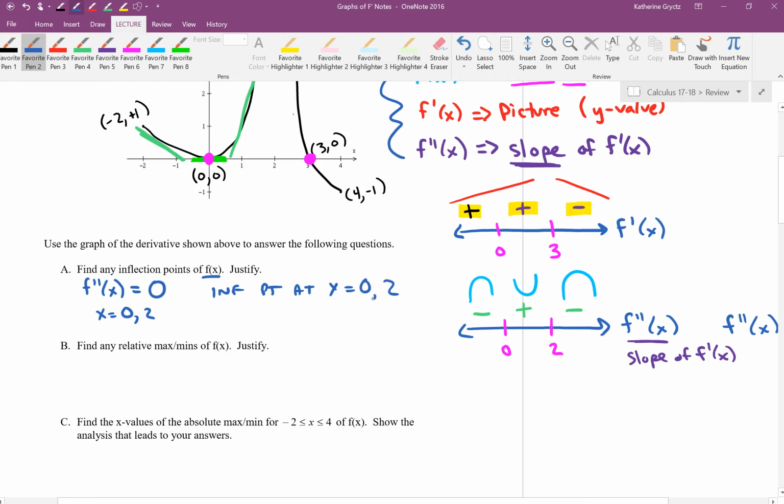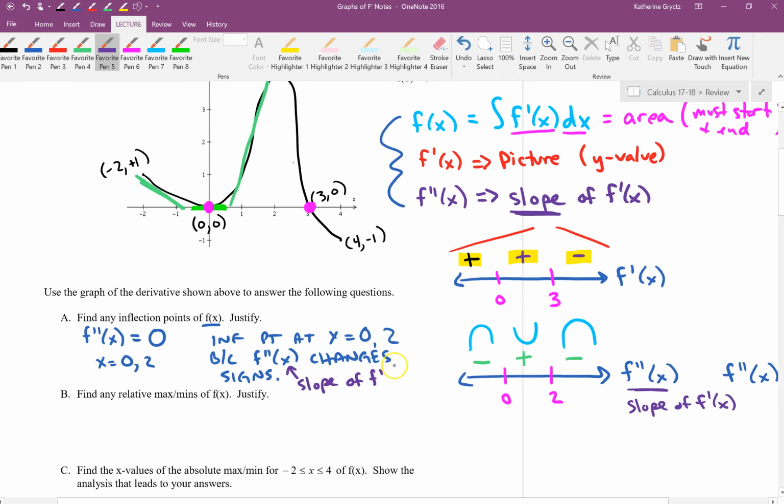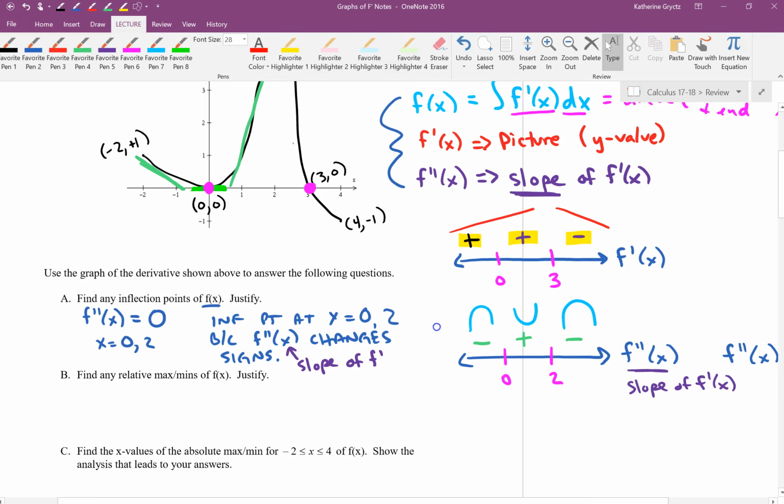And to justify all this time, we've always said, because f double prime changes signs. And what you want to do for the AP test is relate how you knew that f double prime changed signs. We want to relate that f double prime is the slope of f prime. So somewhere in your work needs to be how you recognize that f double prime changed signs, that f double prime was the slope of f prime. So if I had written this stuff up above, I wouldn't need to write that in there. But they like to know that you understand how you got f double prime there. Okay, so that's the answer to A.